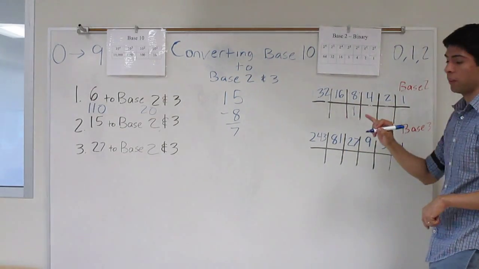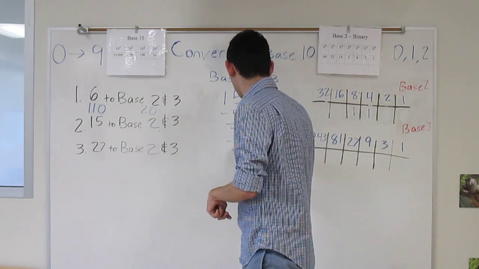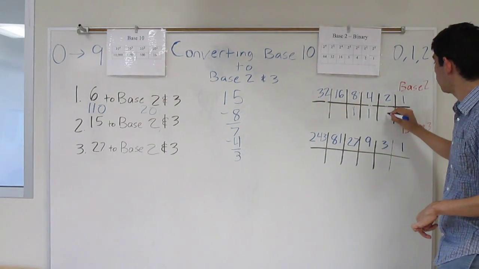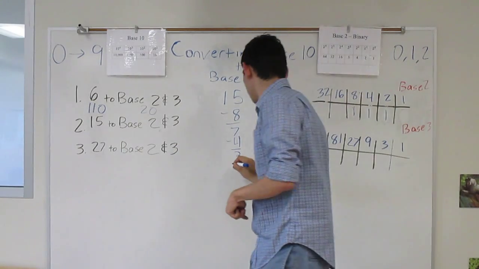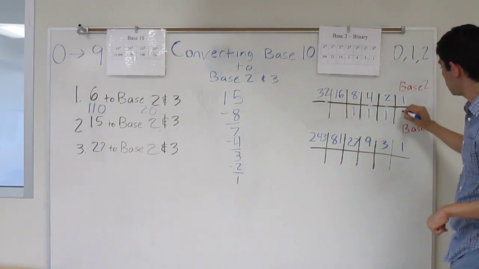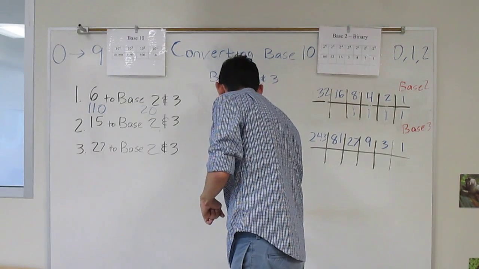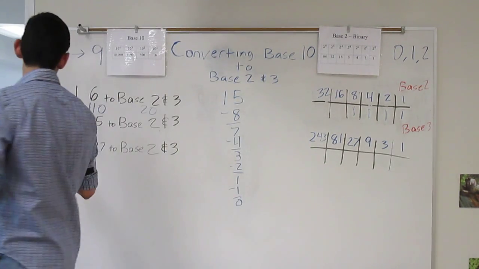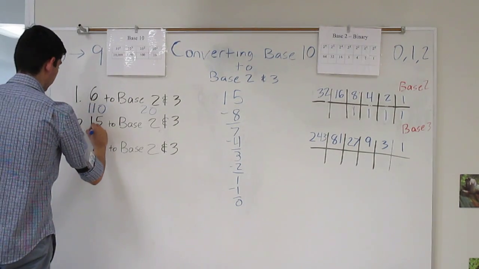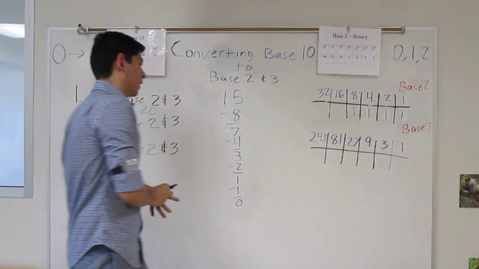Now, 4 fits into 7 1 time. We'll subtract it, which is a remainder of 3. 2 fits into 3 one time, and we'll just subtract it. That gives us 2, and 1 fits into 1 one time. We'll place a 1 right there, and we'll subtract it, and that will give us a remainder of 0. So converting 15 to base 2, our answer will be 1, 1, 1, 1. That will be it. Now, let's do it in base 3.